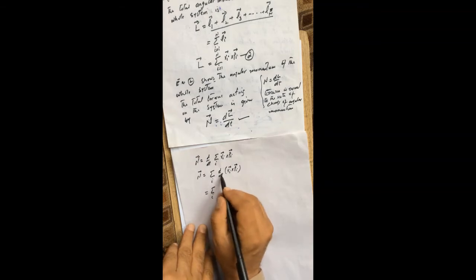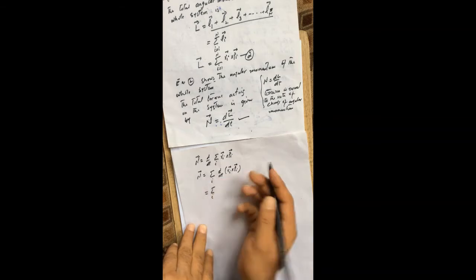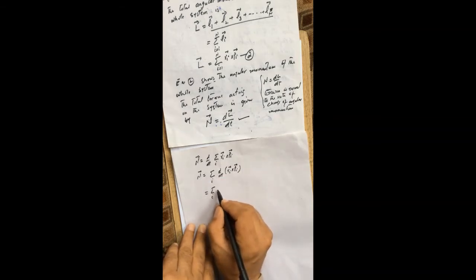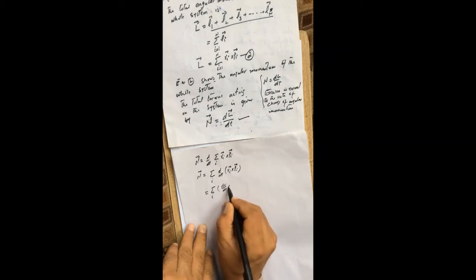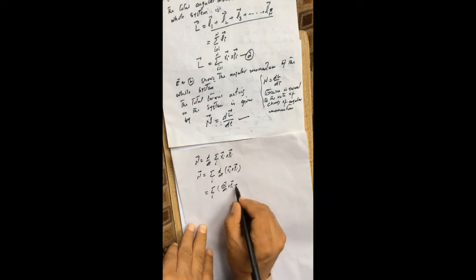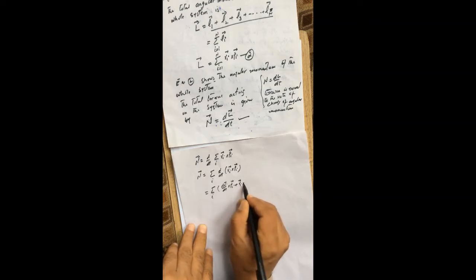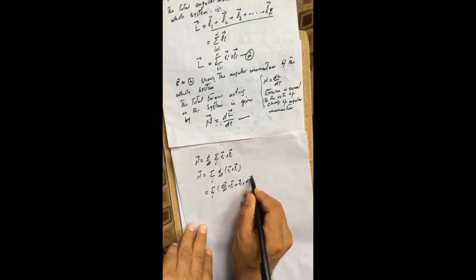Now I will apply this derivative to this product, so I will use the product rule. So here I have dri over dt cross pi, and then plus ri cross dpi over dt.